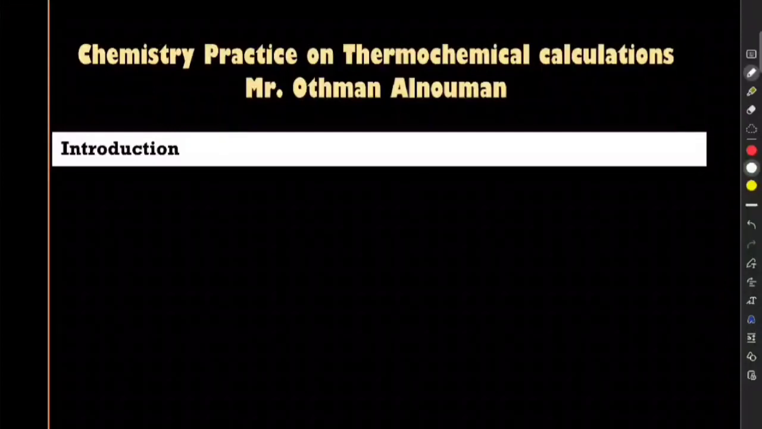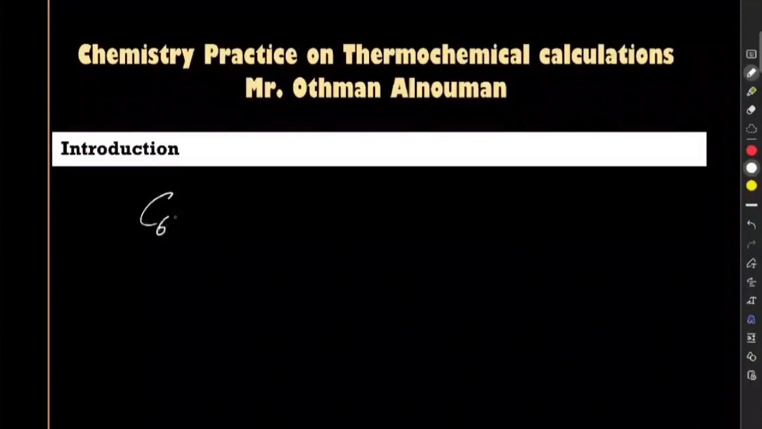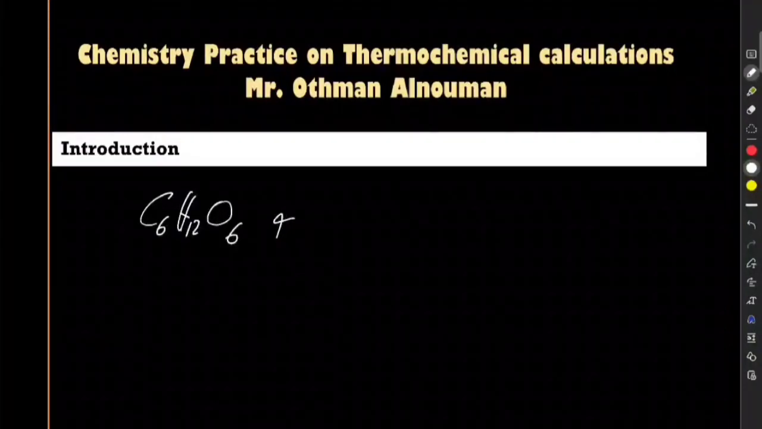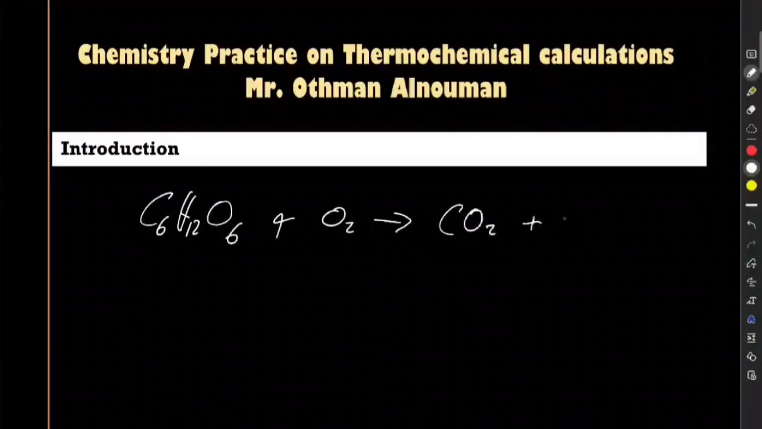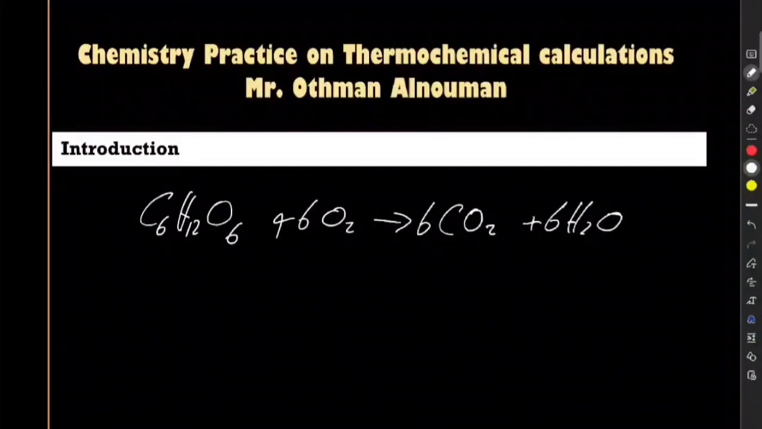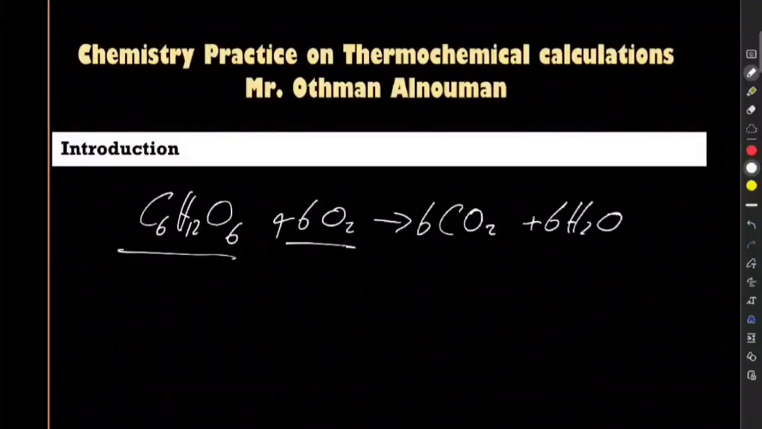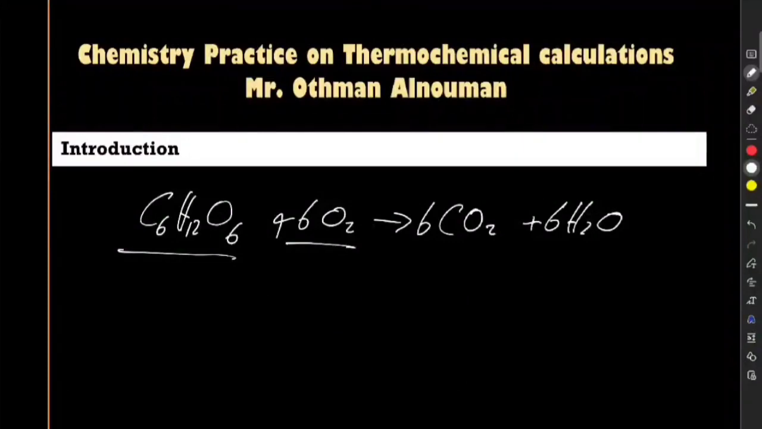For example, if you have glucose, C6H12O6, this will burn. If I tell you glucose will burn, it will burn in the presence of oxygen to give you carbon dioxide plus water. Then we need to balance the equation. You'll see here you have 6 and then 6. Now to burn 1 mole of glucose, we need 6 moles of oxygen. To answer such questions, you need to balance the equation.